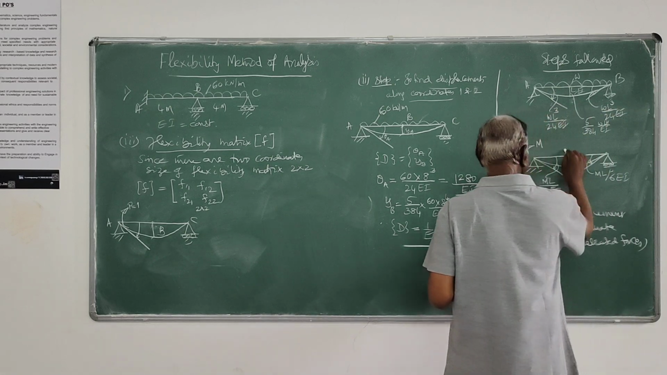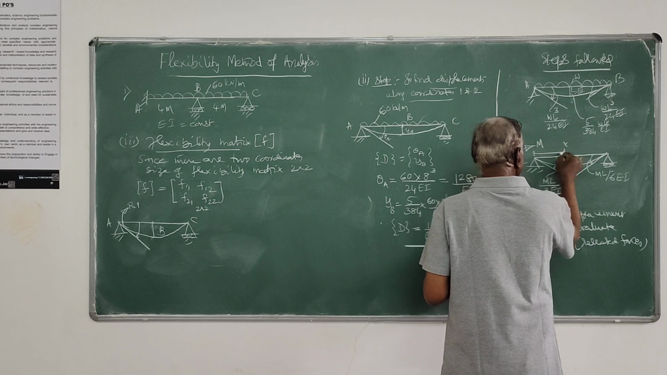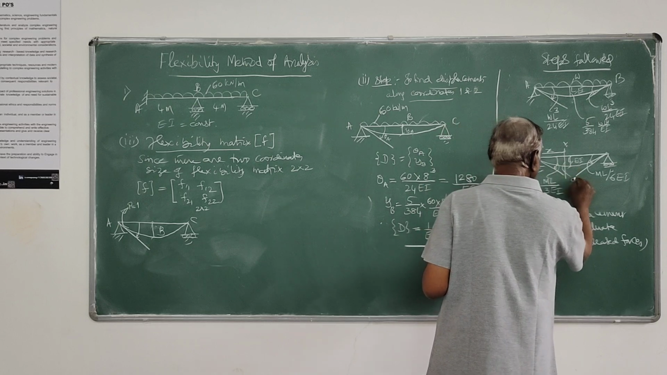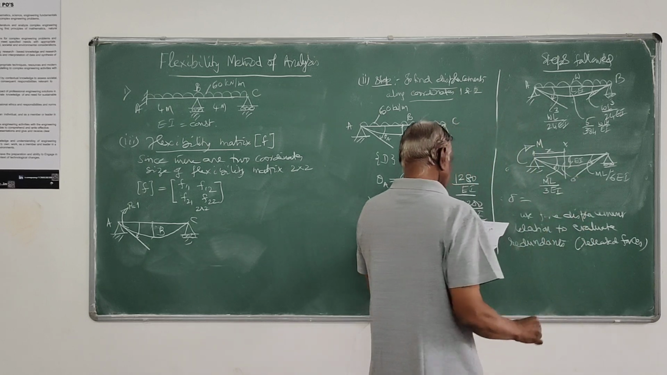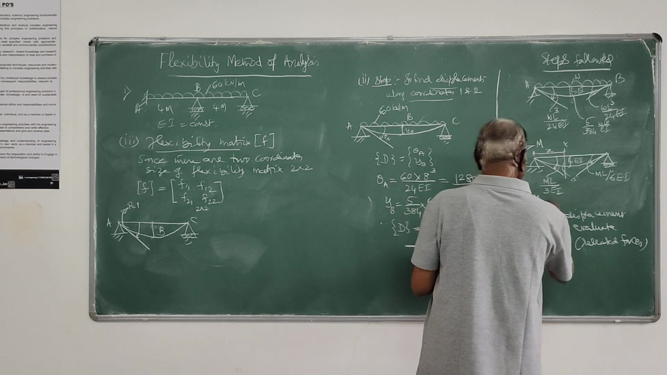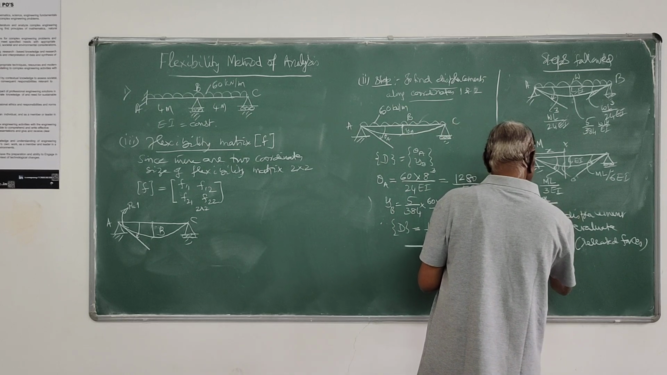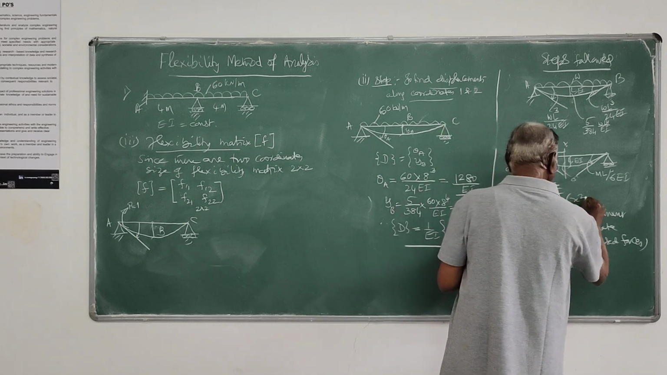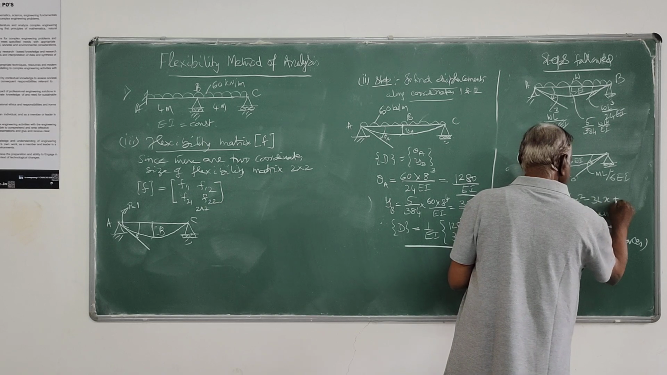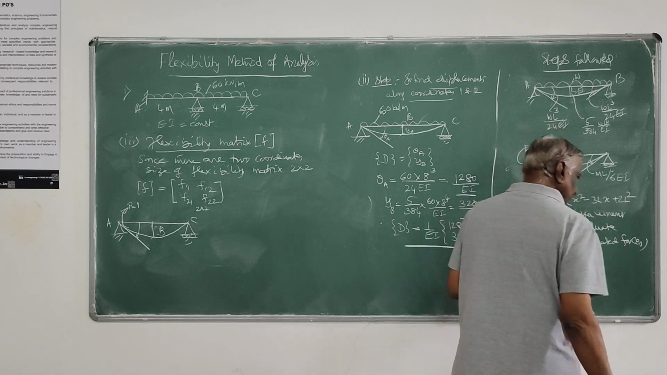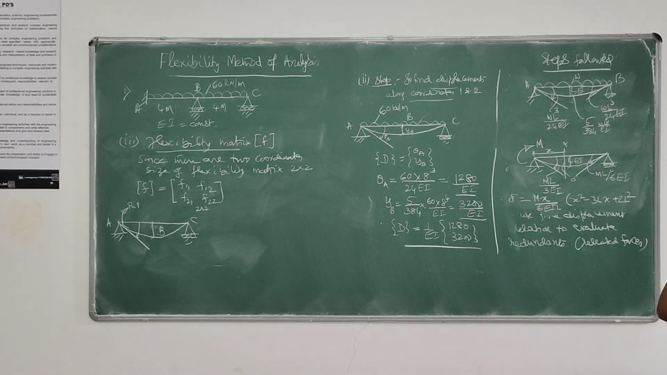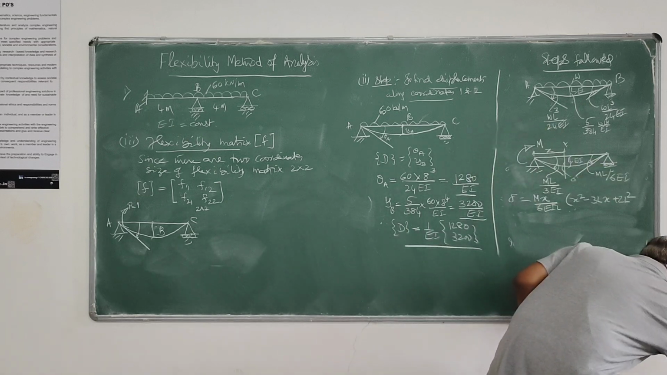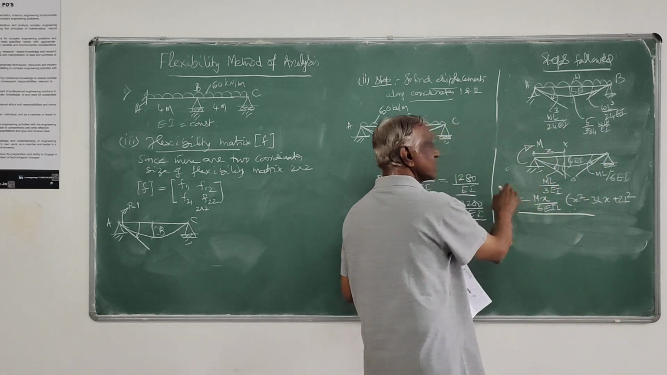This displacement at any point x is given by this formula: M x divided by 6EIL into (x square minus 3Lx plus 2L square). This formula you can remember, and you can work out what all the displacements are. So this formula you can remember for this case.